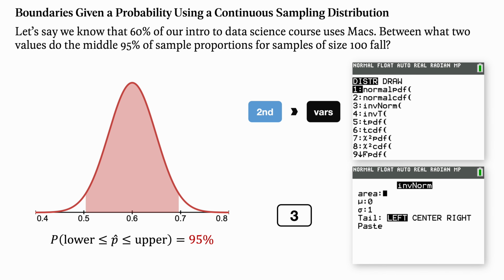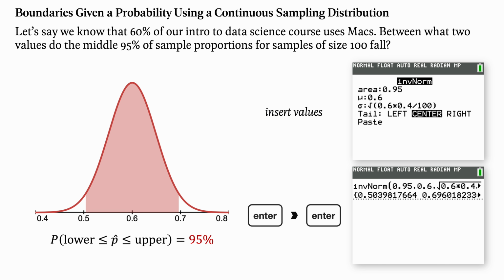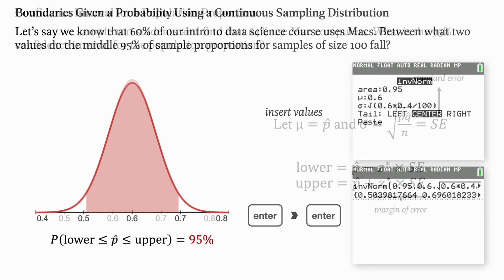Let's also walk through how to do this on a TI-84. Start by pressing second, then vars to open up the menu of distributions. Then press 3 to open up the screen for inverse normal. After plugging in the relevant values, paste, then compute the function to find the same interval that we obtained earlier.